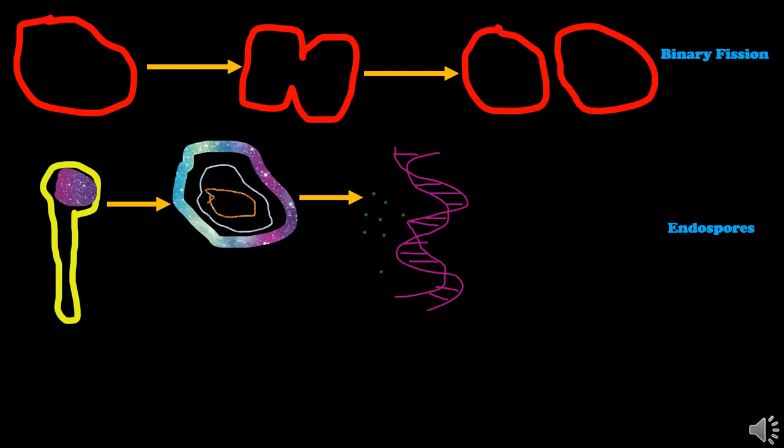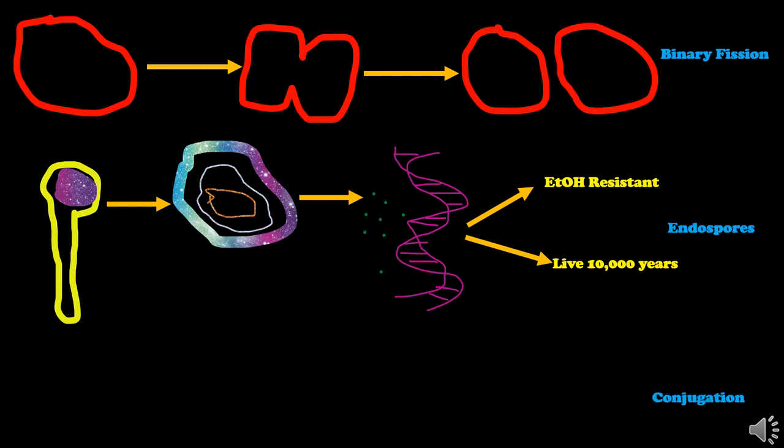They can survive up to 10,000 years and survive ethanol, hence the 99.9% label on the hand sanitizer bottles. They start germinating into vegetative cells or normal cells when conditions are right. They also have sex by conjugation, which is transfer of genetic material by direct contact. What you can see here is a bridge they form to transfer their DNA.